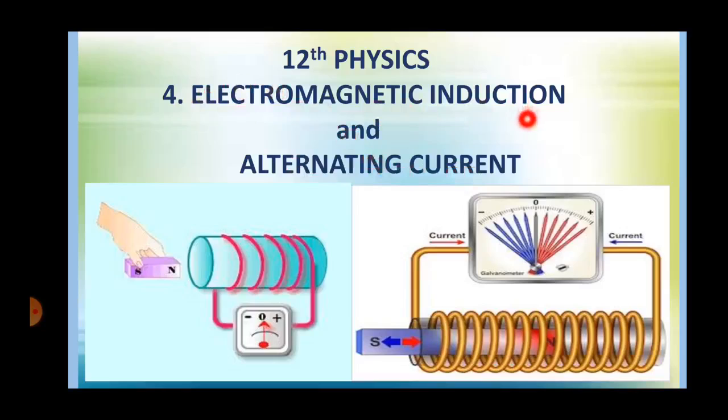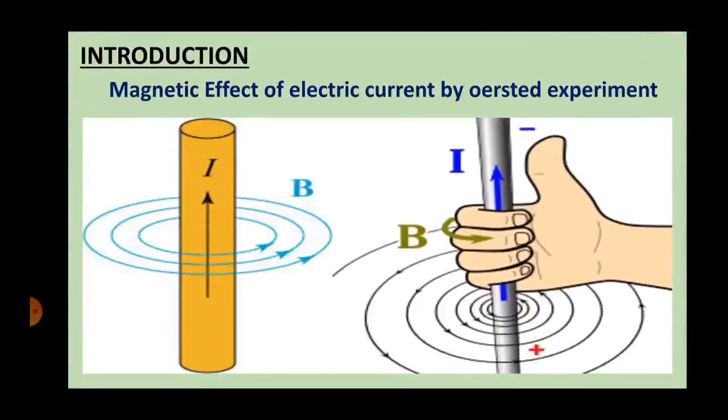So students, in the last class we have seen the magnetic effect of electric current. That is, when an electric current is allowed to pass through a conductor, it produces a magnetic field around the region of the conductor. This was discovered by Christian Oersted.